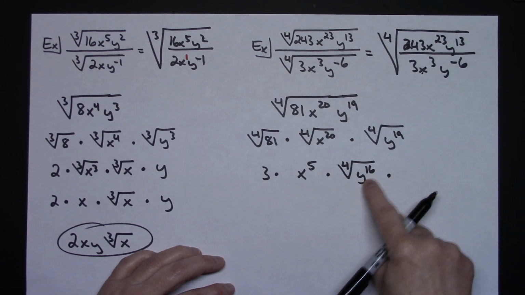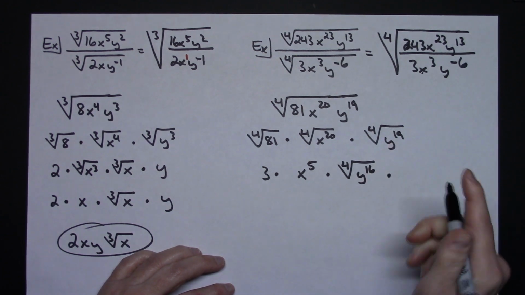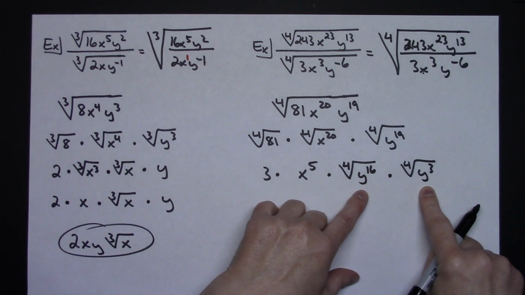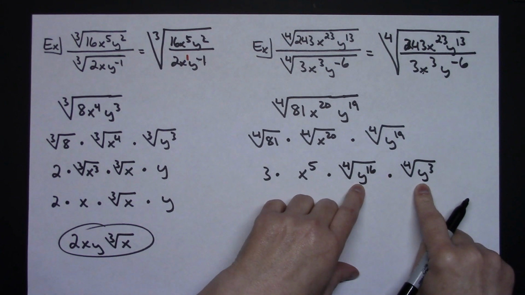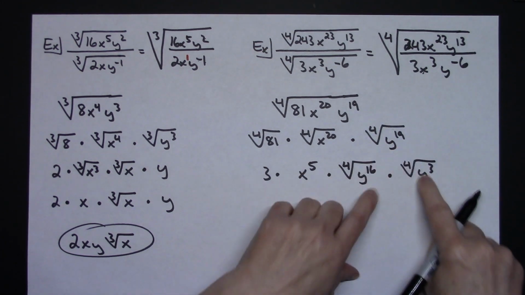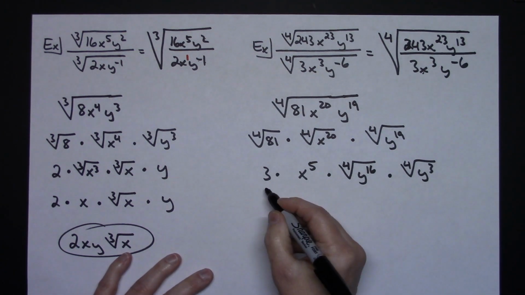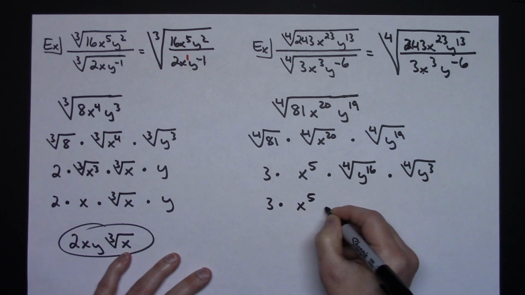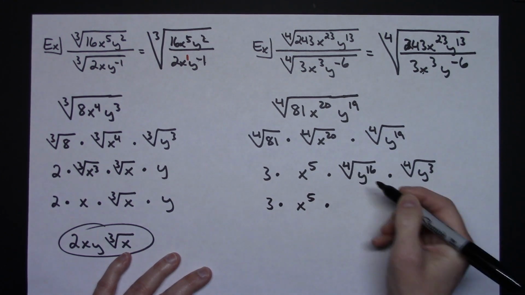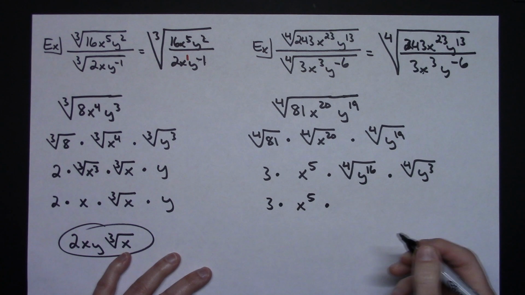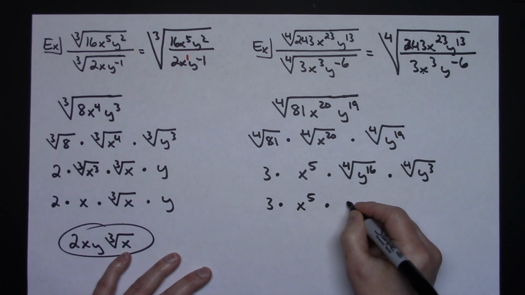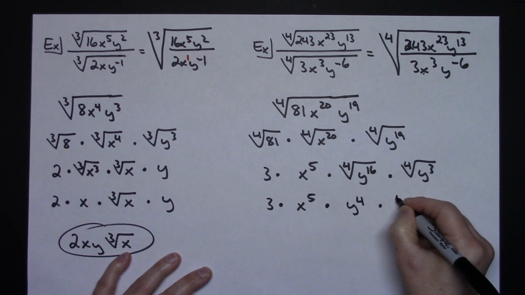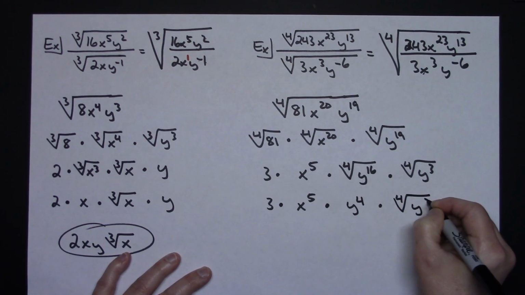Now I've used 16 of those. That means I have 3 left over. Y to the third. If I multiply this back out, multiplying like bases, I add the exponents, I get back to that y to the 19th. So this 3 is going to stay the same because I'm not going to do anything with it. The x to the 5th is going to stay the same. This one I can divide. 16 divided by 4 is 4, so that means it's a perfect 4th root of y to the 4th. And then I can't do anything with this 4th root of y to the 3rd.